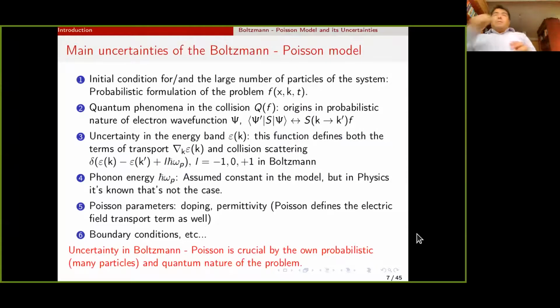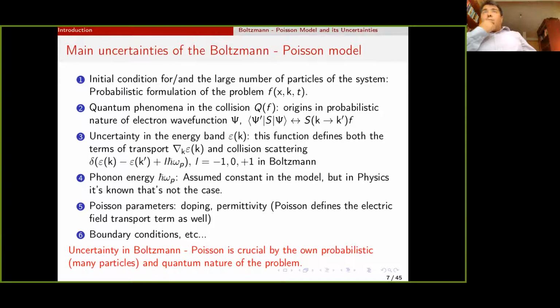Okay, so let's get to the point of the stochastic formulations. So I was trying, and I will continue making the case, that uncertainty is a very important part of this problem. And this is why uncertainty quantification techniques for the Boltzmann-Poisson system are crucial to be studied. The first one, as I mentioned, is basically that you have an initial condition related to a large number of particles. And even in the semi-classical approximation, you cannot know their exact position. And that forces you to basically use statistical formulations such as the Boltzmann non-equilibrium distribution.